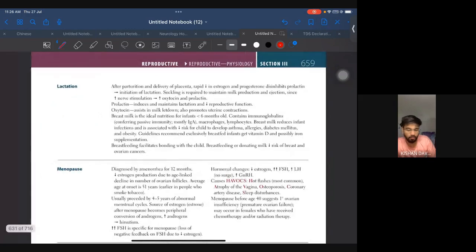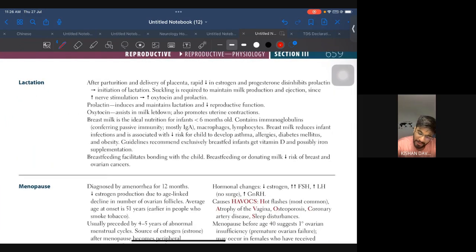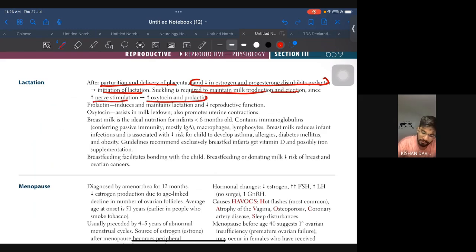Alright, moving on to more such hormones, we have lactation. After parturition and delivery of the placenta, a rapid decrease in estrogen and progesterone disinhibits prolactin. We saw in progesterone that after pregnancy estrogen and progesterone decrease because prolactin increases. And this prolactin is responsible for production of milk. So, initiation of lactation. Suckling is required to maintain milk production and ejection, since it increases nerve stimulation, increases oxytocin and prolactin.